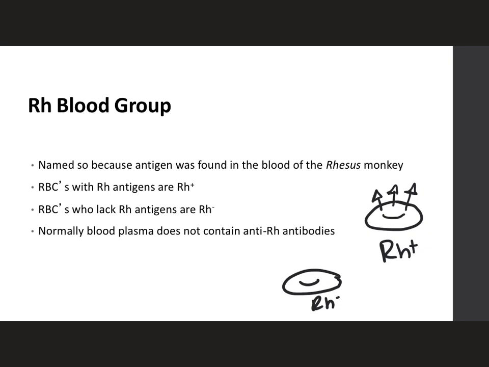So that kind of makes it a little bit easier, and now you probably understand that you can be A positive or A negative, B positive or B negative, and so on and so forth, right? Depending on whether the Rh antigen is there or not. This one is a little bit different with the antibodies because normally neither one would contain any antibodies against Rh at all.